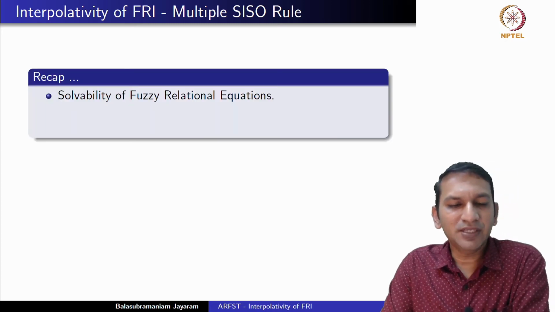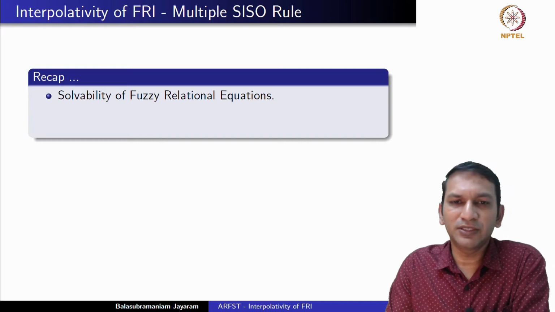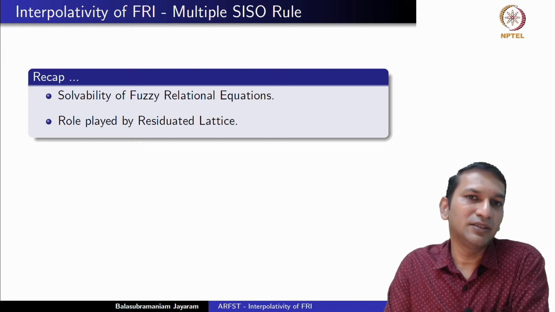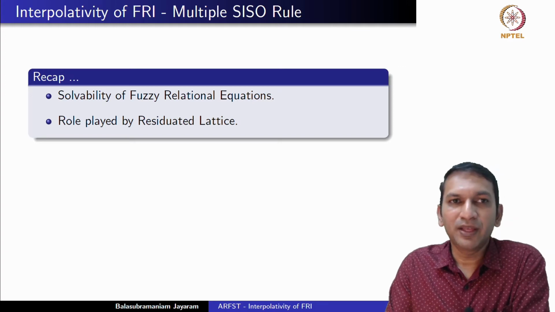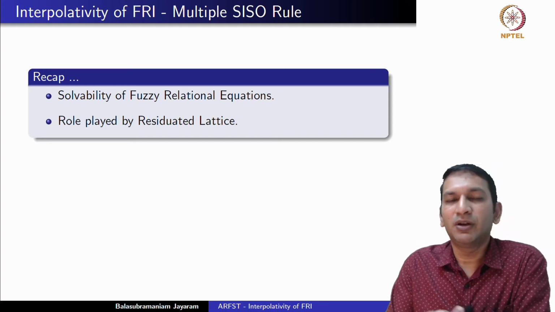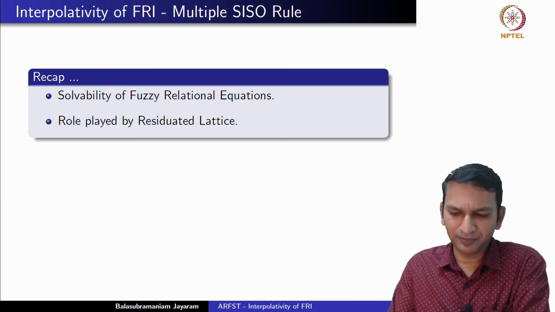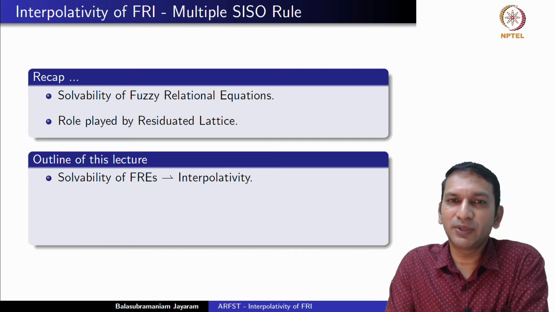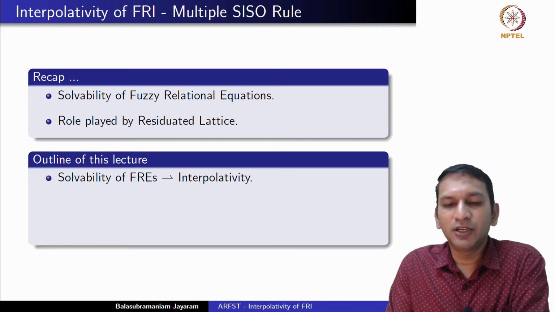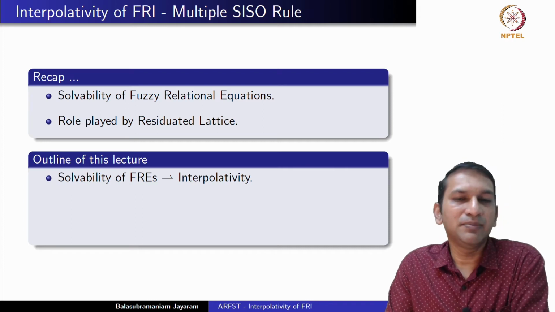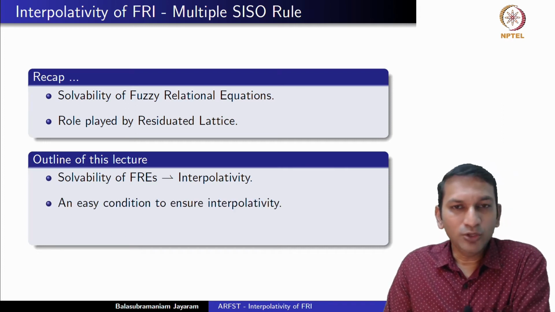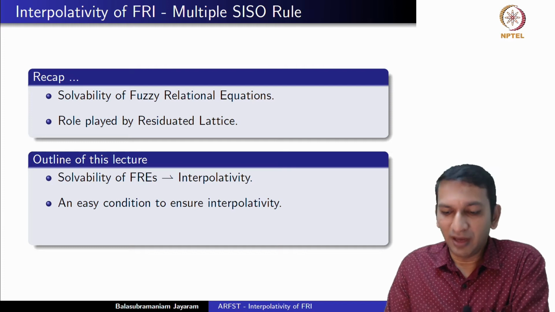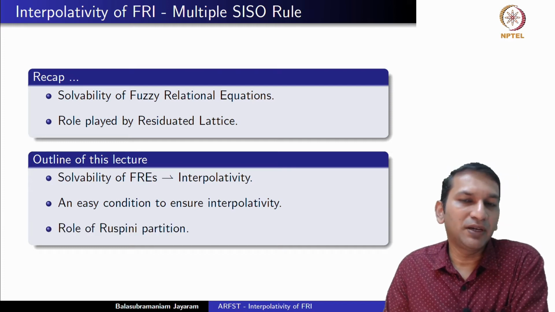In the last lecture, we discussed the solvability of fuzzy relational equations. We once again saw the important role played by the residuated lattice structure that is available to us if you relate a left continuous T-norm to its residual implication. In this lecture, we will see how the solvability of fuzzy relational equations is indeed related and connected to the interpolativity of the underlying FRI mechanisms. We will also see an easy to ensure condition which will give us interpolativity, and we will see the role of Ruspini partition in this context.